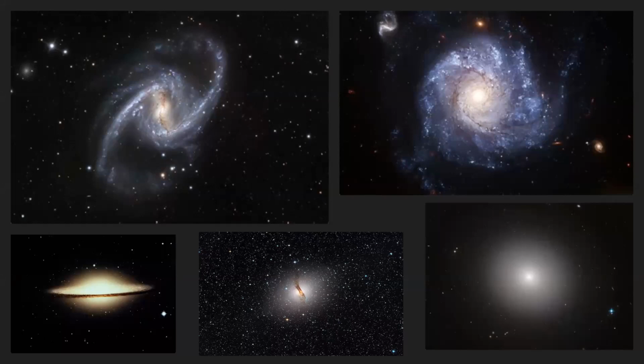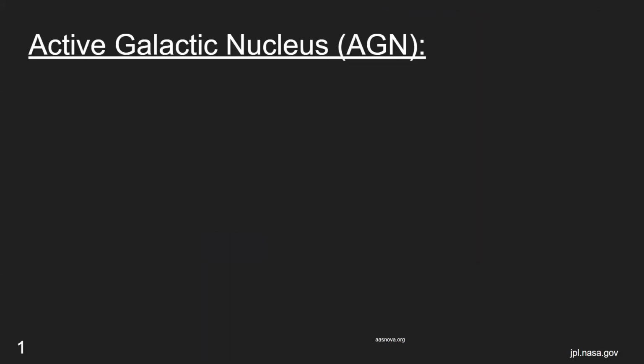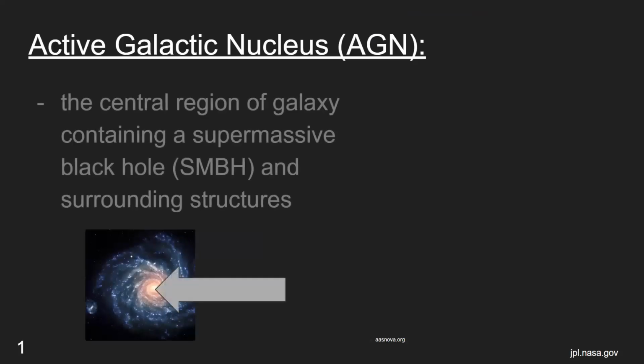But one unifying characteristic of most, if not all, of these galaxies is the black hole at the center of these galaxies. And what we're studying in this project is the area around that black hole, which contains multiple structures, which is called the active galactic nucleus. And this is defined as the central region of the galaxy containing the supermassive black hole and its surrounding structures.